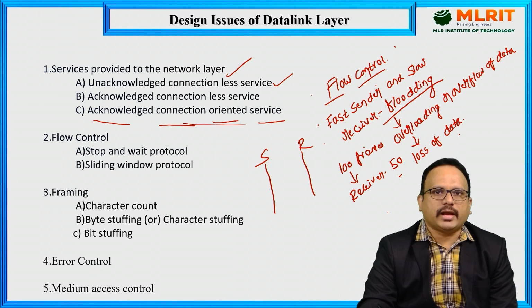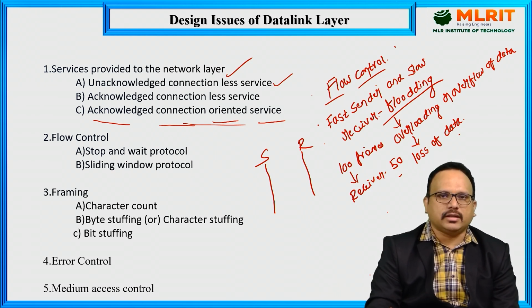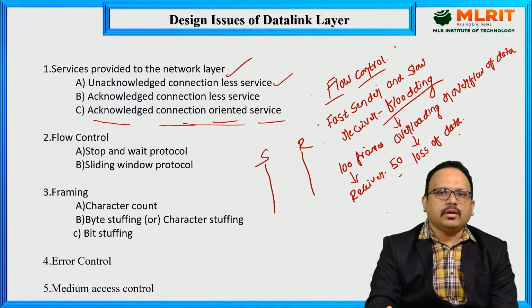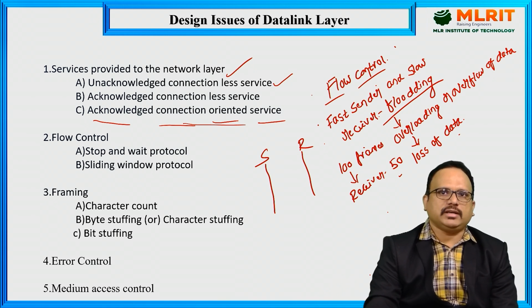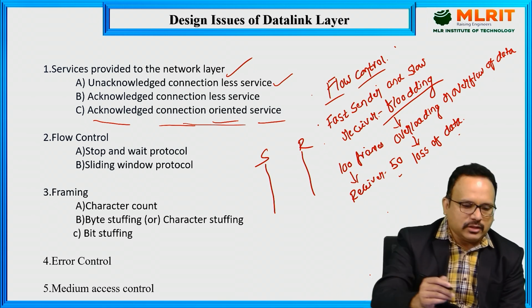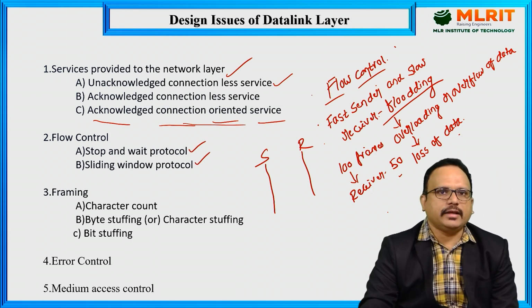Flow control means the sender and receiver must come to an agreement that the receiver is in a position to receive only at a particular speed. You slow down the process of sending data in the form of frames such that no loss of data takes place. That happens with the help of protocols called stop and wait protocol and sliding window protocol. We'll be discussing them in the coming session.